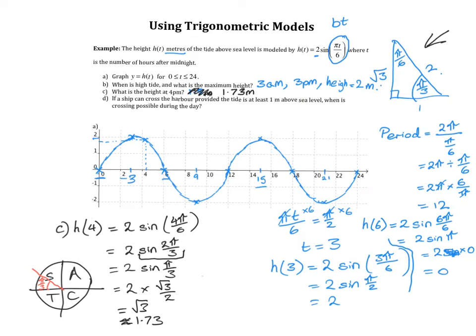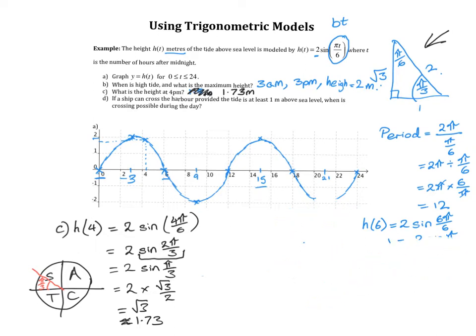Okay, if a ship can cross the harbour, provided the tide is at least 1 meter above sea level, when is crossing possible during the day? All right, so I want to know when the height is at least 1 meter.